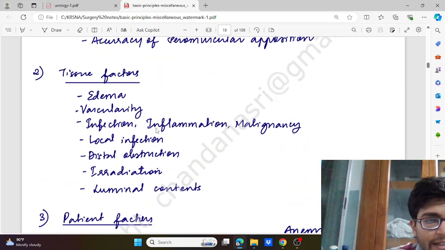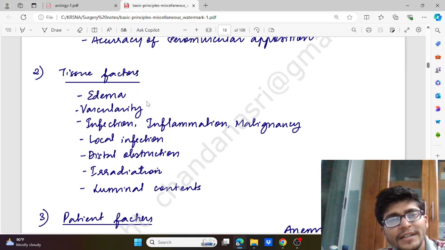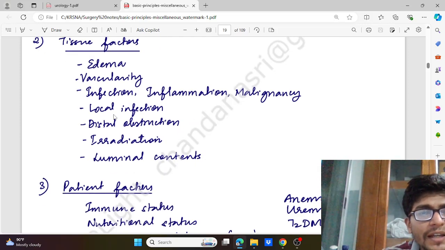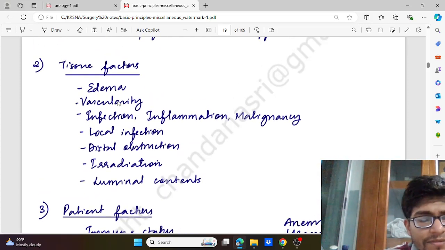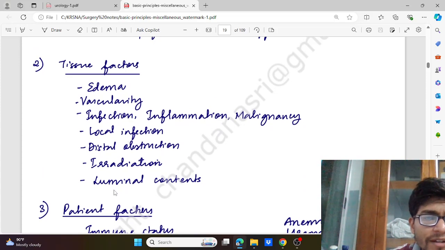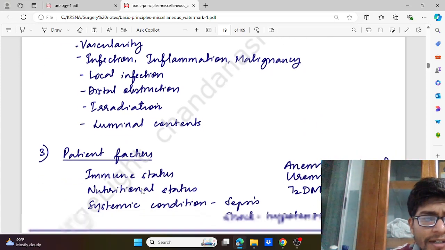Then the tissue factors, that is edema in the tissue. Higher the edema, difficult will be the anastomosis. Vascularity, if it is affected, then it will go to necrosis. Infection, inflammation, and malignancy, which will affect the wound healing. Then local infection, distal obstruction. If it is obstructed, then the tissue may not allow the passage of content, causing further distension and affecting the anastomosis. Irradiation due to any radiotherapy, etc., and some luminal content if it is irritant.